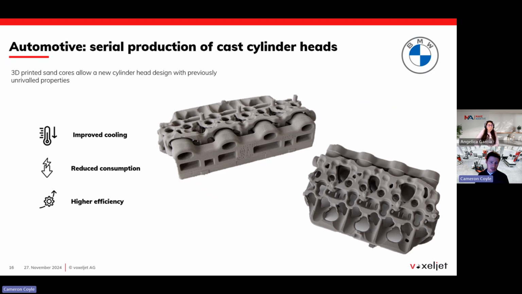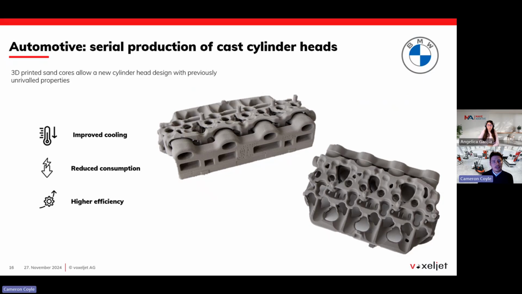So the part is, as you can see, a water jacket core. And it's also including some additional features such as the ports, which are all printed in one single piece. With this 3D printed core and with the help of 3D printing, they can improve the cooling of the engine, reduce the fuel consumption, and then produce a higher efficiency also from the engine. And all of that is made possible through the complex design which was created, which can only be 3D sand printed.